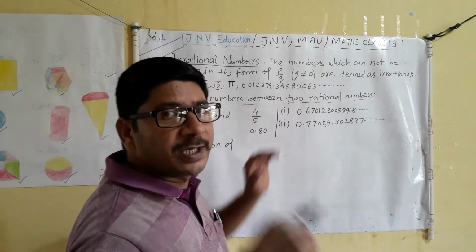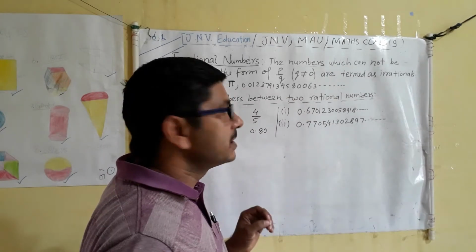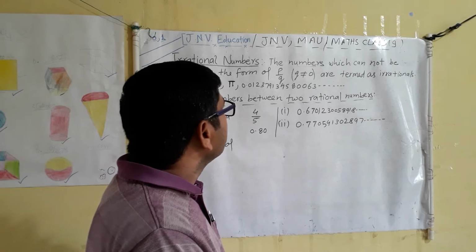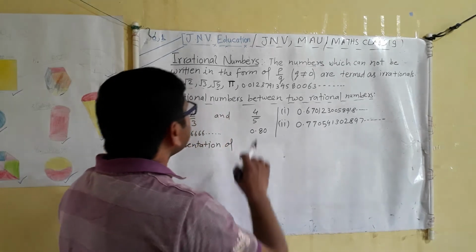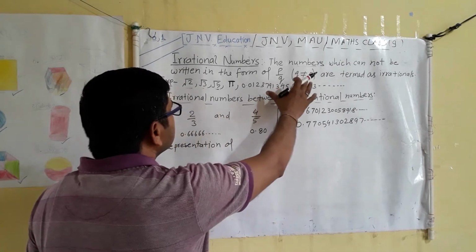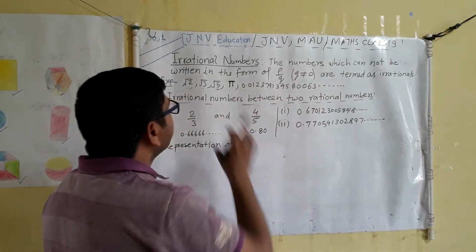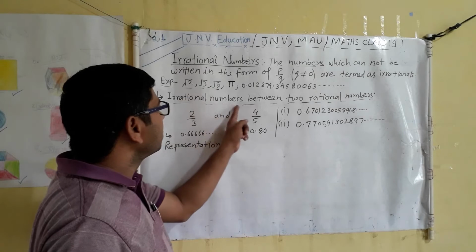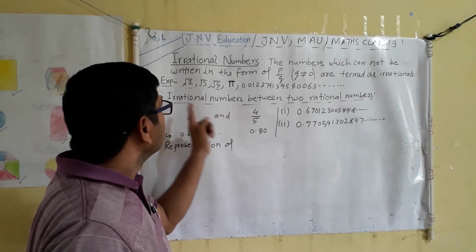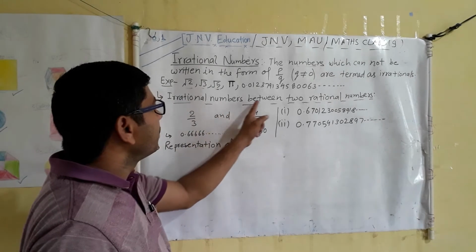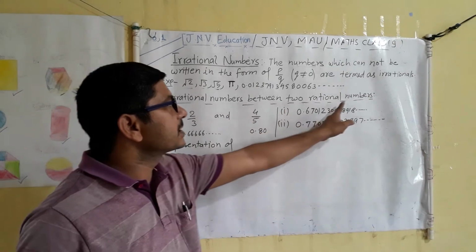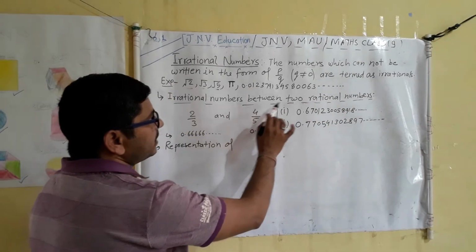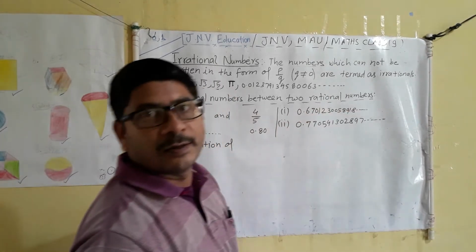You have to prepare a list of examples of irrational numbers. That will be better for you. So this is the basic concept of irrational numbers. Now come to the topic: irrational numbers between two rational numbers.